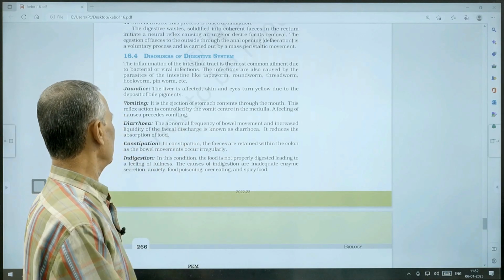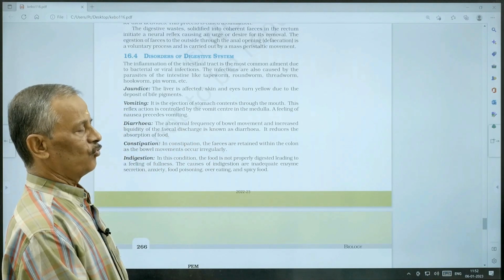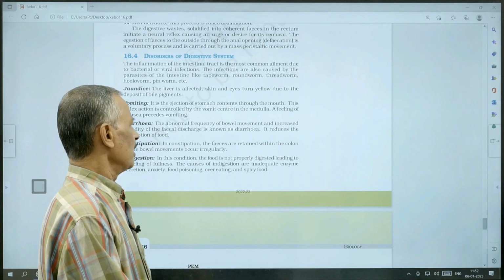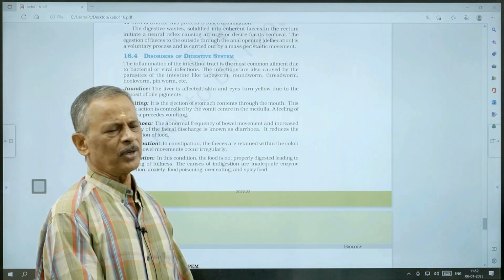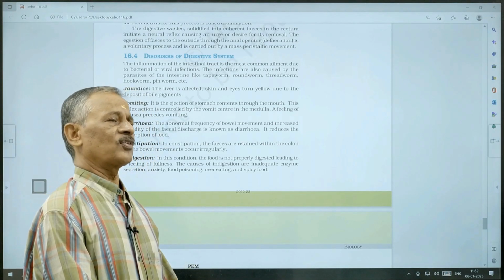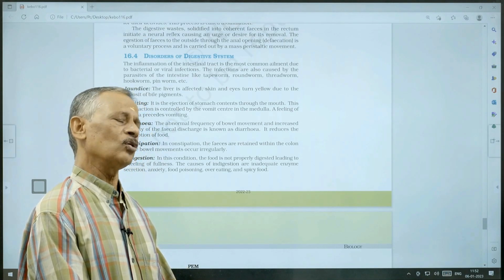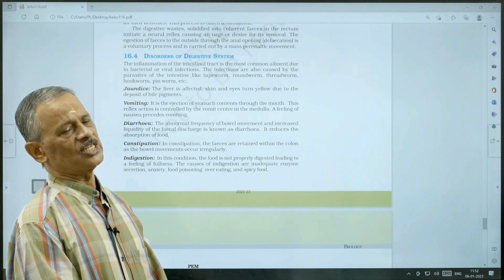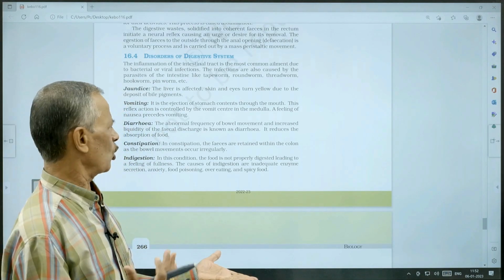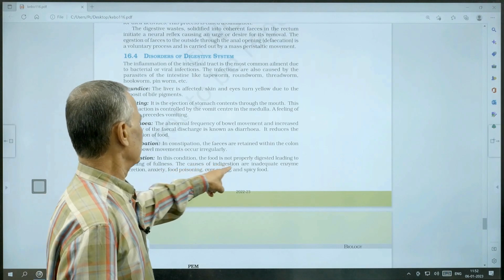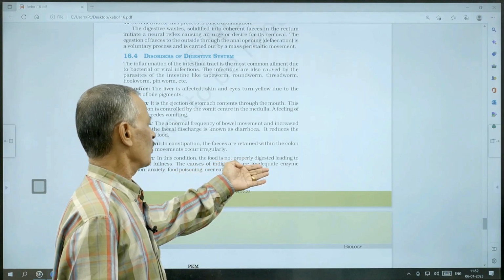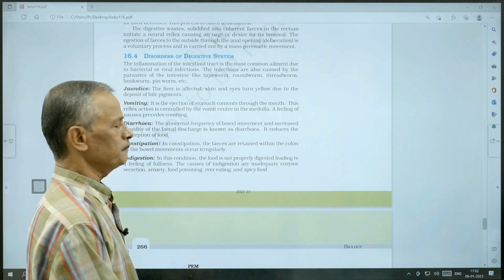And lastly, indigestion, where food is not properly digested. It may occur because of several reasons. In old people, when there is not a sufficient amount of digestive juices produced, digestion is not proper. Indigestion may occur because of inadequate enzyme secretion.